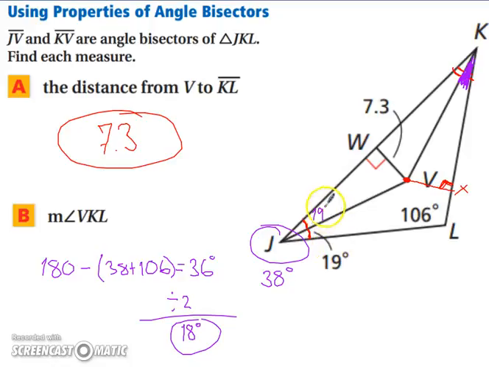The biggest mistake people make when trying to find the angle measures is they forget to go one more step. A lot of times people will stop and go, oh, we've got 36 degrees. Make sure you're answering the question being asked. It wasn't asking about WKL, it was asking about VKL, which is half of that 36.